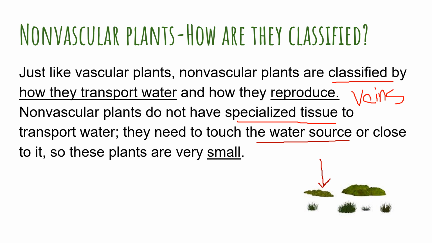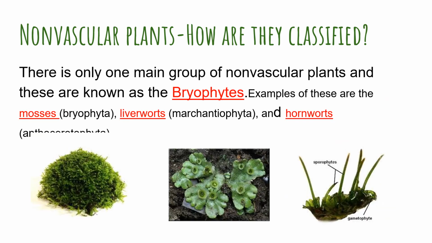These little tiny shrub looking things here, okay, in order for them to grow and actually get water, they have to directly touch the water source. So generally you'll only find non-vascular plants in swampy, more wet areas. That also means the non-vascular plants are pretty small in size because they can't grow very tall at all.